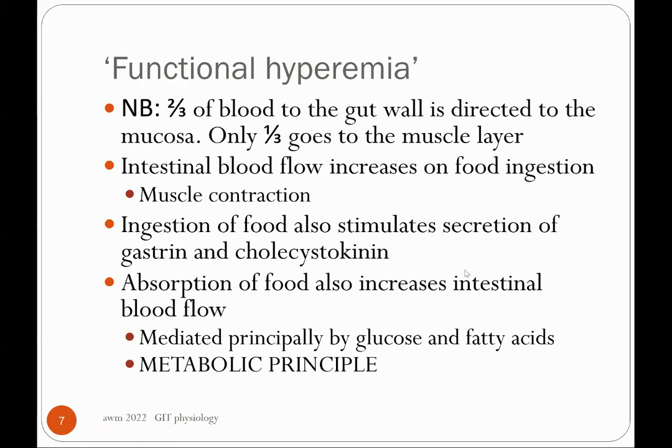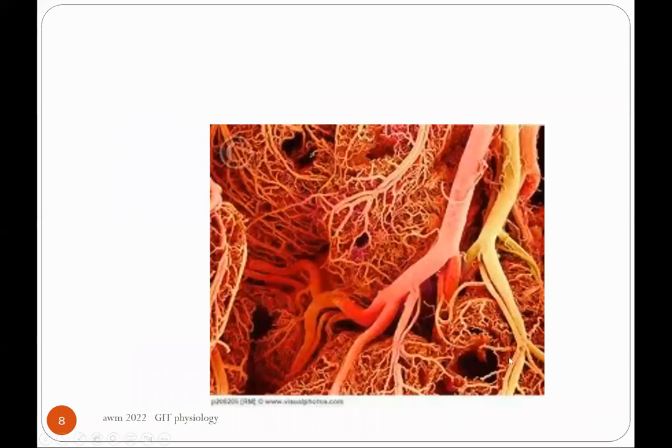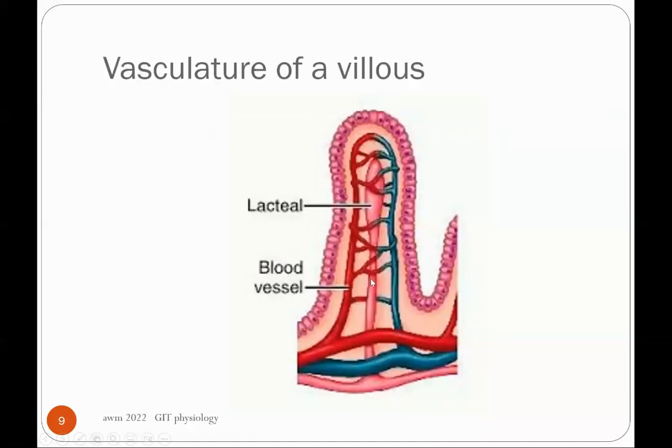Because remember, we said this is what is going to cause vasodilation and allow more blood to come into the area. This is just another picture similar to what I'd shown you earlier to show you the arterioles coming and breaking down into smaller caliber vessels until you have this rich capillary network all in the gut wall.